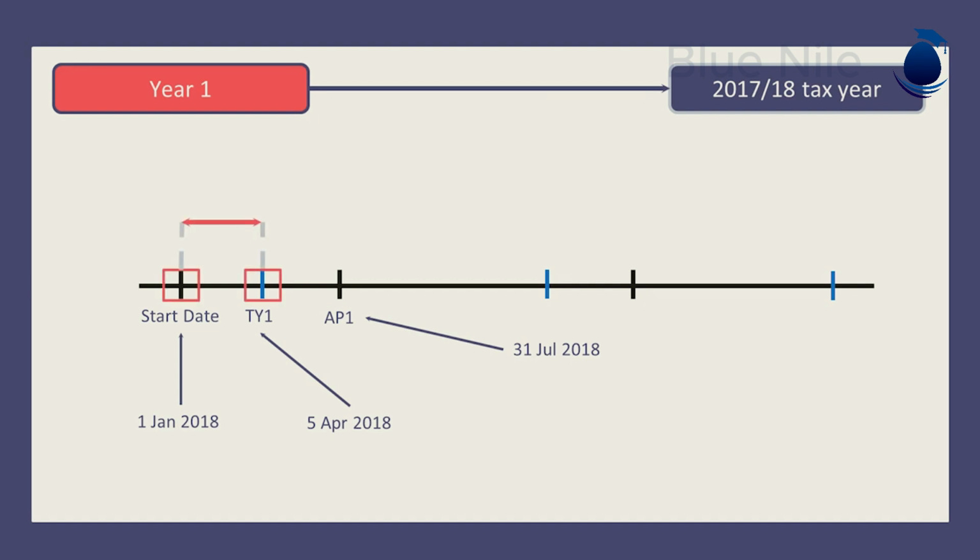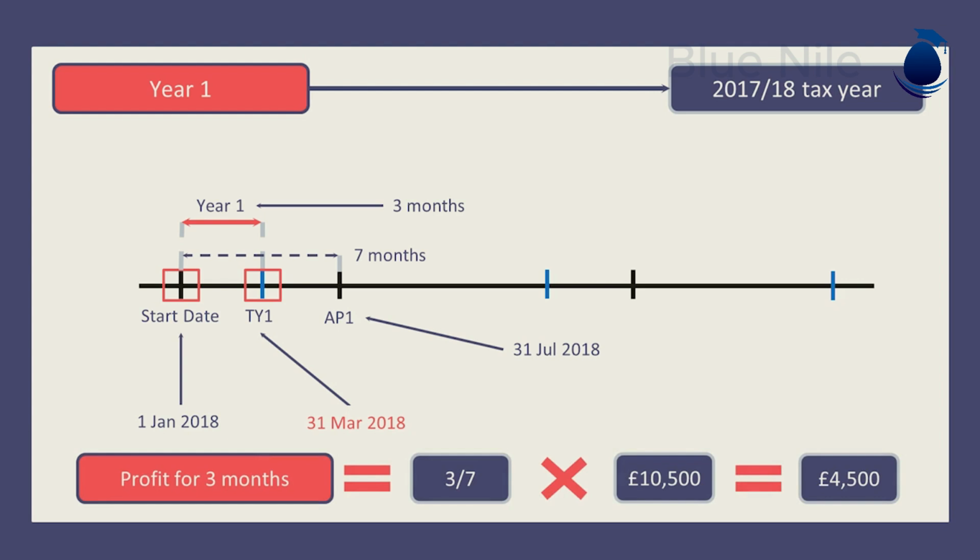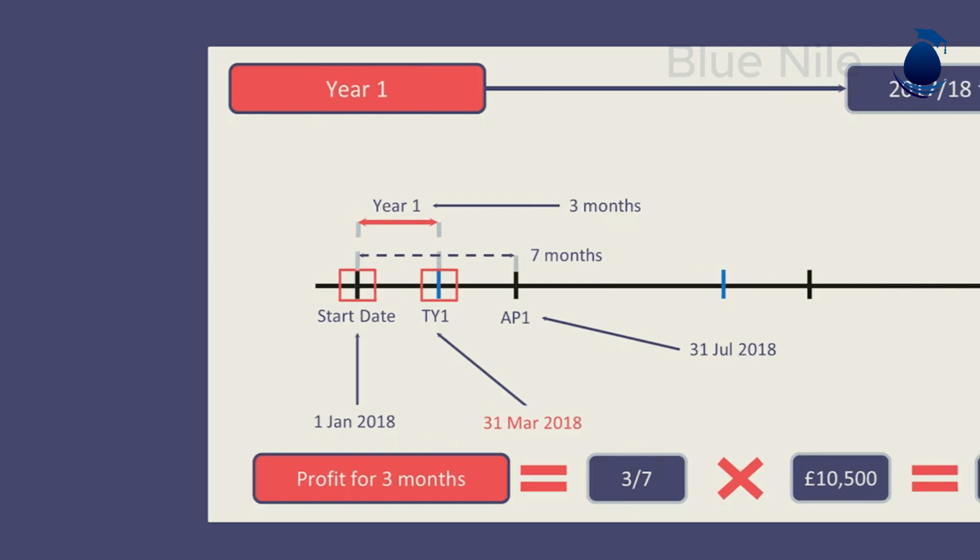We said that for year 1 we always take the period between when trade begins and the next 5th of April, so here is the period the 1st of January 2018 to the 5th of April 2018. Here we need to find the profit for the 3 months covering January to March. This 3-month period forms part of the first accounting period to the 31st of July 2018. But be careful here, this accounting period is only 7 months long, so to find the profit for the 3 months we want, we can take 3/7 of the £10,500 profit for that accounting period to give us £4,500.